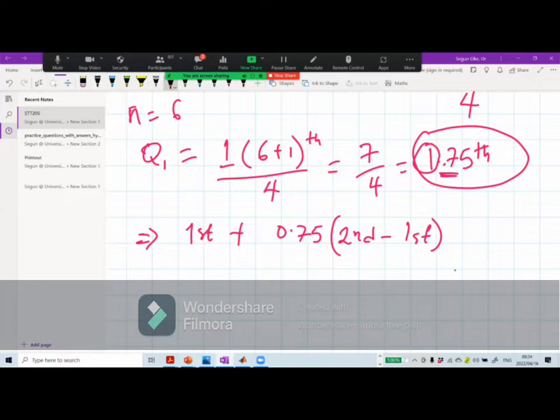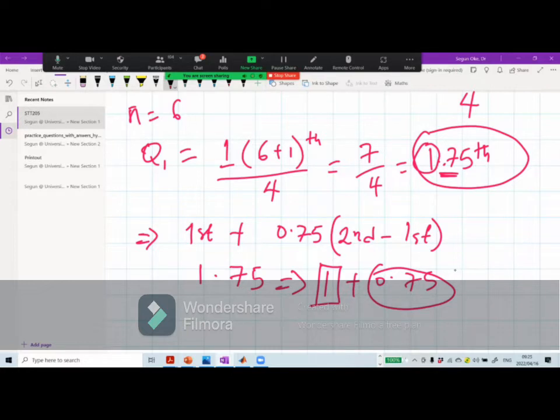Can I come again, please? Yes, sir. Now, you have 1.75. The breakdown of 1.75 is 1 plus 0.75. Do you agree with me? Yes, sir. I know there's no 0.75 in the data, but we can get it: first data plus 0.75 multiplied by second data minus first data.